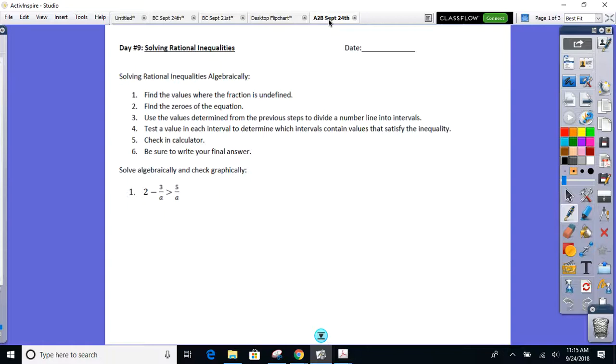Okay, let's get right to it here. Everybody see it's a little different than what I asked you to solve on Friday. This now has a greater than symbol instead of an equal sign, so yes, we do need to approach it differently. First step, anybody want to read number 1?